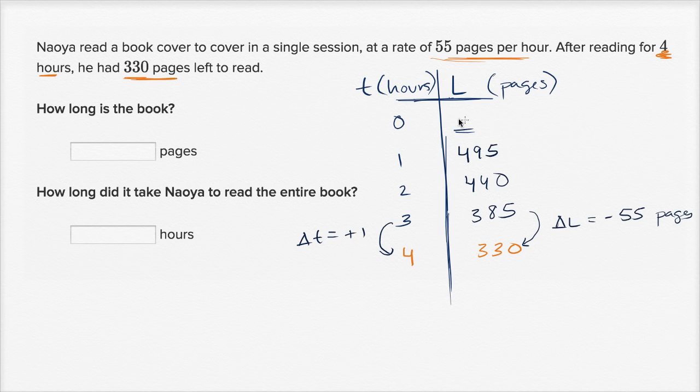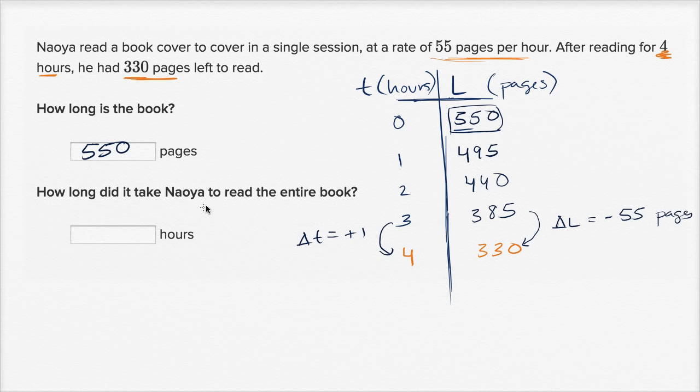And then right when he started reading, he would have had even 55 more pages to read, because after 1 hour, he would have read those 55 pages. So 495 plus 55 is, add 5, you get to 500, plus another 50 is 550 pages. So at time equals 0, he had 550 pages to read. So that's how long the book is.